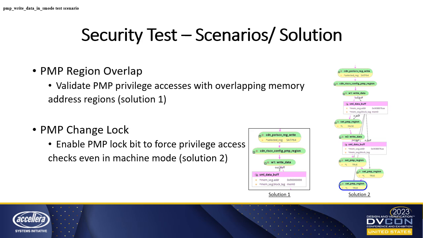This slide shows a couple more interesting scenarios related to PMP unit. A PMP region overlap scenario validates the PMP privilege accesses with overlapping memory regions. That is, two PMP regions target the same address with different access permissions. It would be interesting to see the system behavior in such cases, which might even catch some corner case bugs.